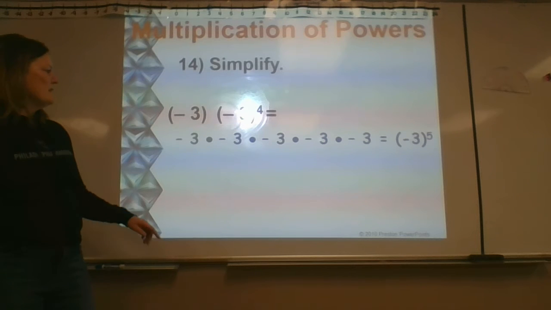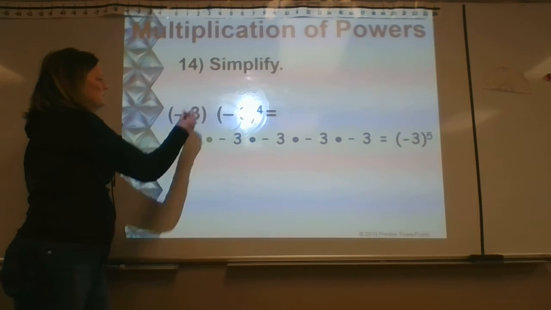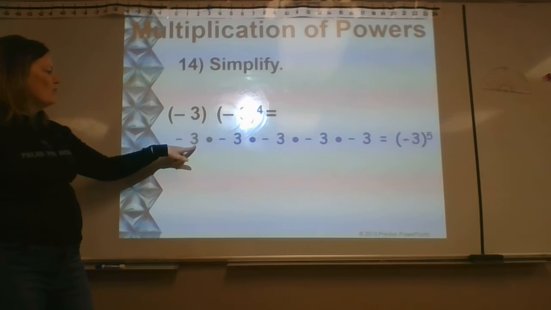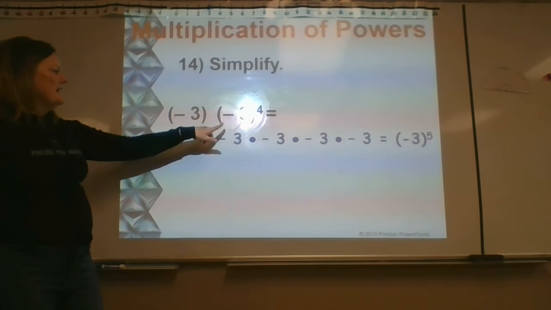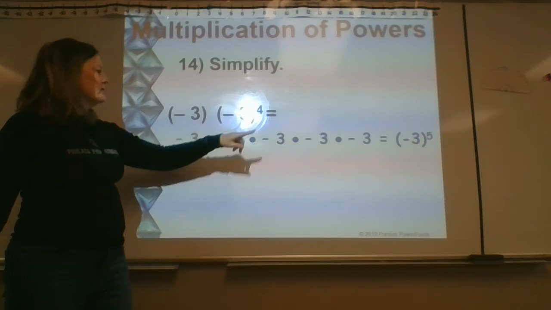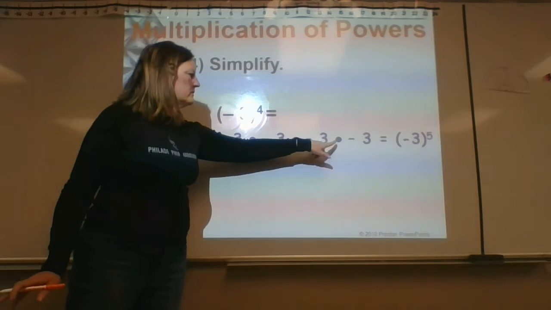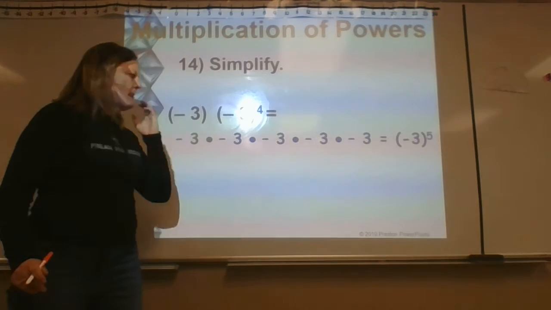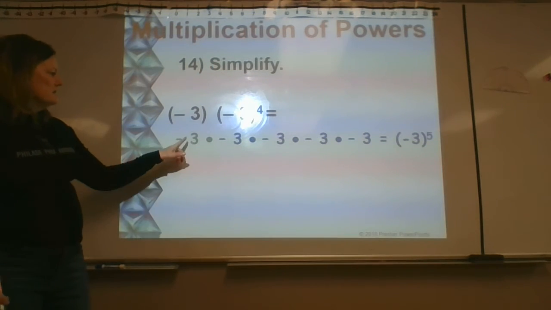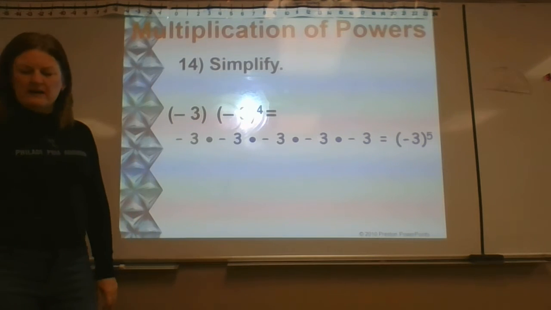Let's take a look at this one. So simplified, this is the same thing as 3 to the first power. So we just have 1 negative 3. And in this case, both the negative and the 3 are raised to the 4th power. So we're going to do negative 3 times negative 3 times negative 3 times negative 3. And altogether we have negative 3 multiplied times itself 5 times.